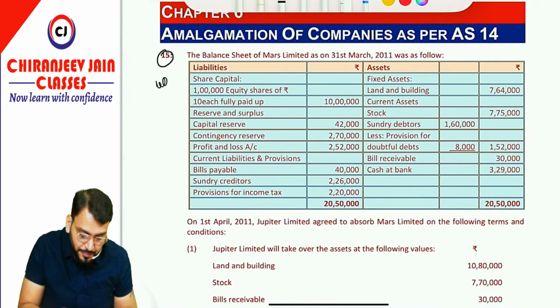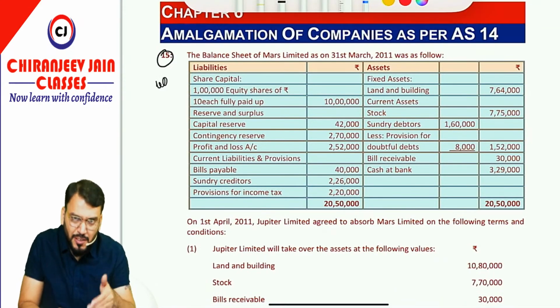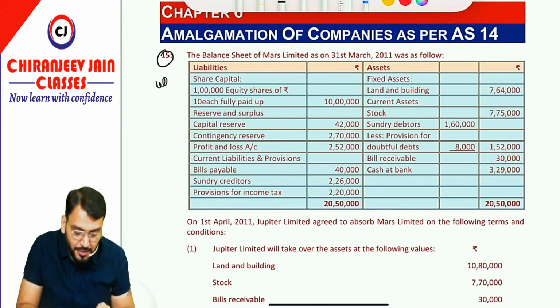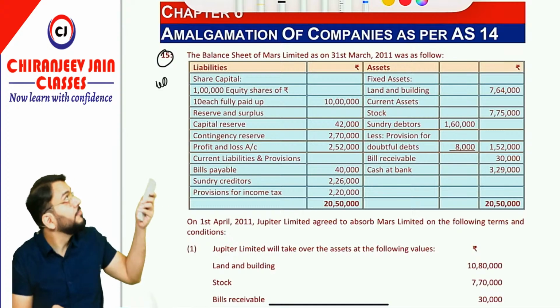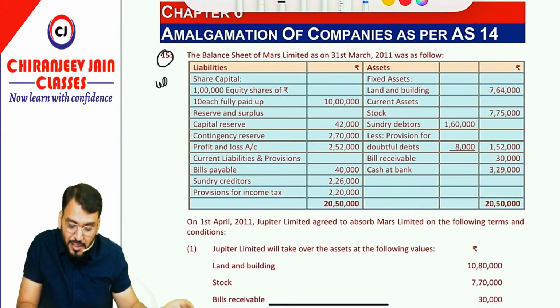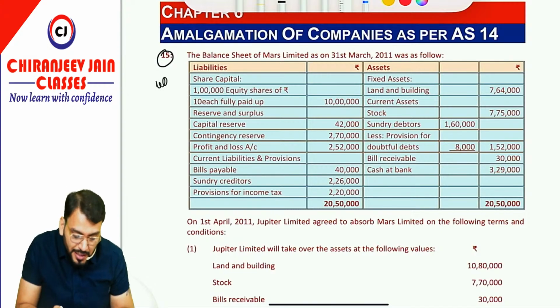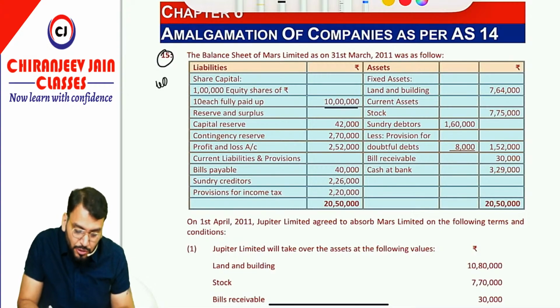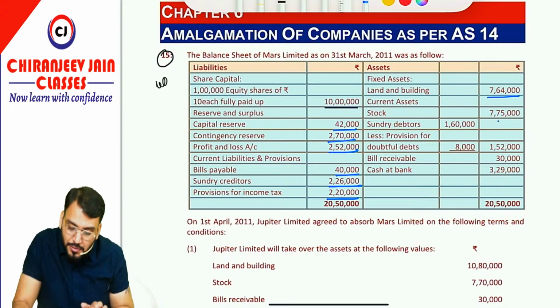Come to question 15 of the expected questions. This is question 15 of my question bank. The balance sheet of Mars Limited as on 31st March 2011 was as follows. You can see they have given share capital 10 lakh equity shares, reserves and surplus, capital reserve, contingency reserve, profit and loss account, then bills payable, sundry creditors, provision for income tax, then fixed assets: land and building 7,64,000, then stock 7,75,000, debtors 1,60,000 and provision for doubtful debts 8,000.